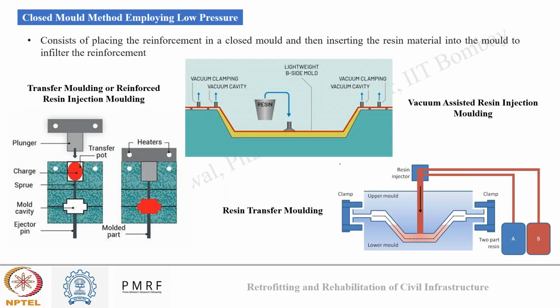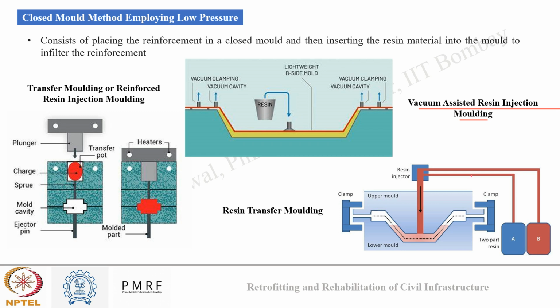The third category within compression molding is the closed mold method employing low gas pressure. This consists of placing the reinforcement in a closed mold and then inserting the resin material into the mold to infiltrate the reinforcement via low pressure injection. This again can be done by various assemblies, like vacuum assisted resin injection.